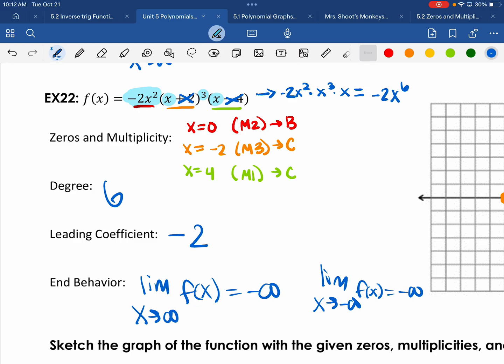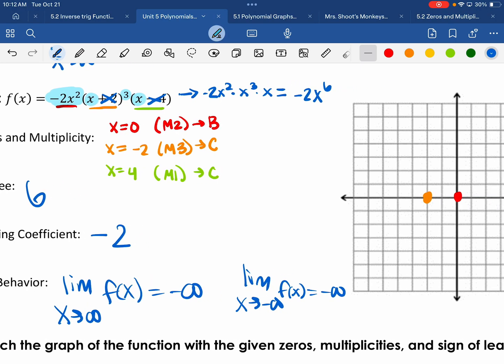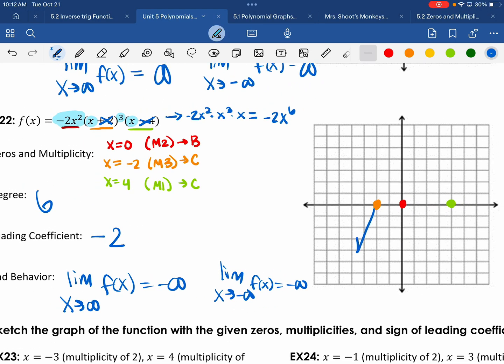All right, good. So it's even. They're both going to go in the same direction. Your leading coefficient is negative, so they're both going down. When I go to my graph here, I know that end behavior goes down, end behavior goes down.